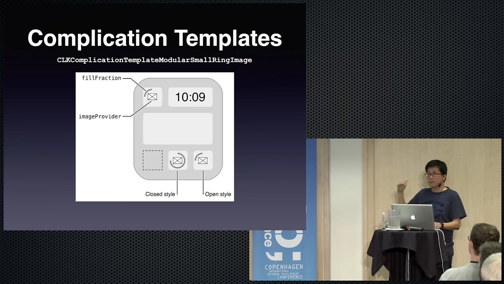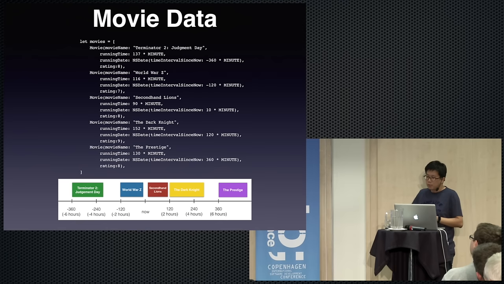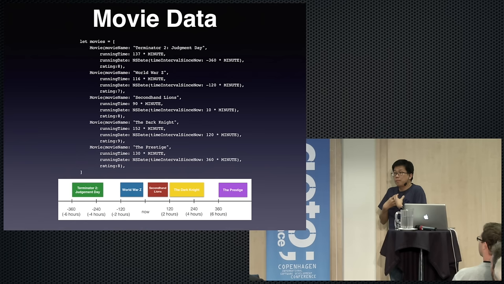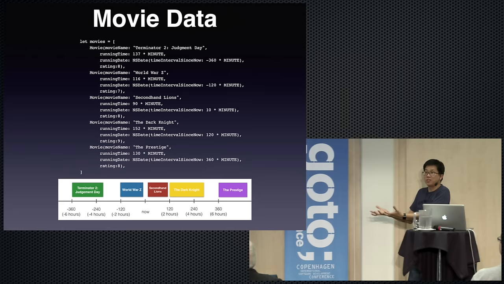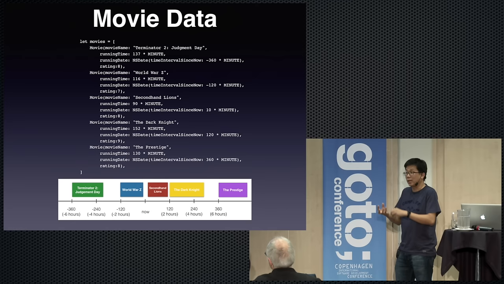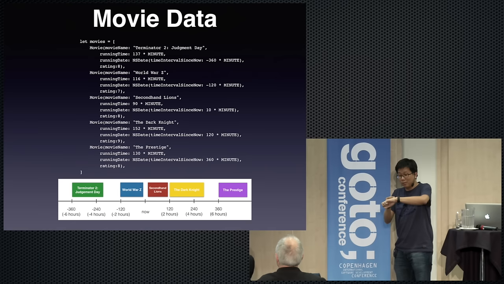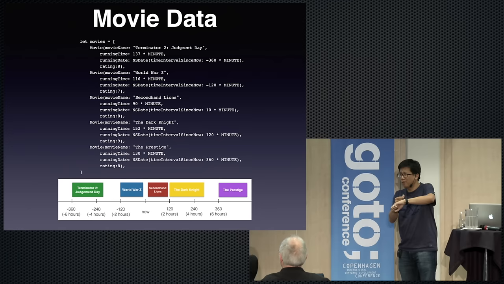So I'm going to show you one demo. I am going to imagine that I am a movie operator. So my company plays movies, so that I operate the cinema. If you want to watch a particular movie, you can add my company's data onto your watch face. And when you are thinking of watching a movie, you can actually turn your digital crown and say, OK, 5 o'clock today, what movie is showing?